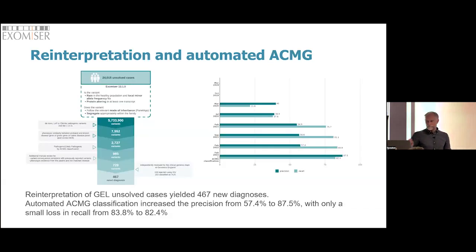Just to show how this works in action, when Damien was wondering what to do with himself during the pandemic, he decided to look at the undiagnosed cases, the unsolved cases from the whole 100,000 Genomes Project, so the 25,000 or 24,000 unsolved cases.